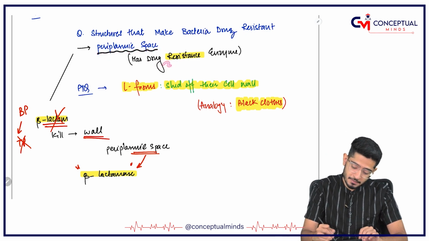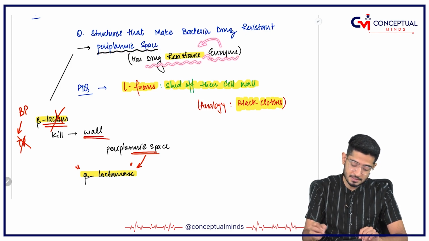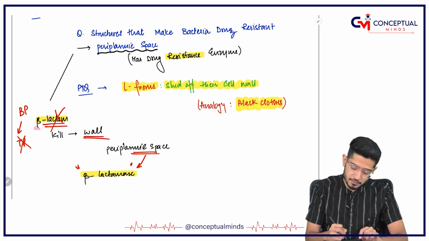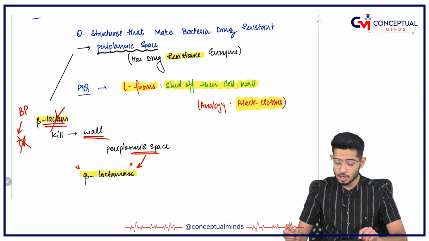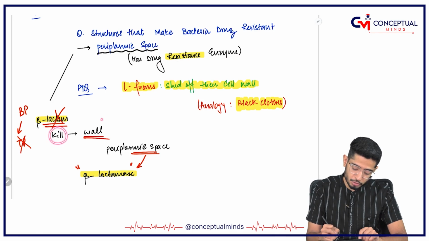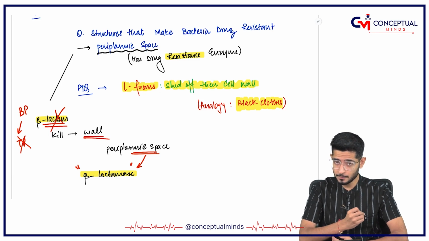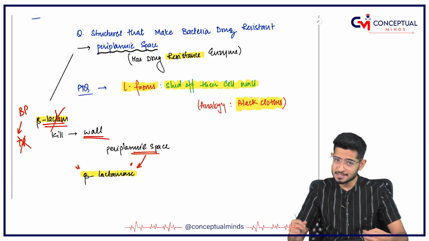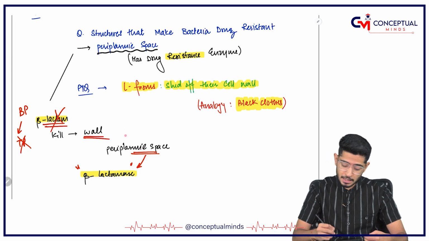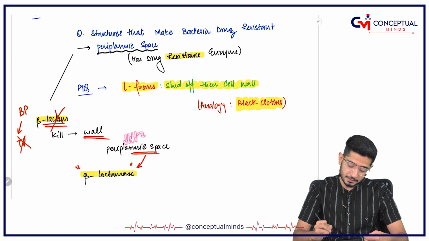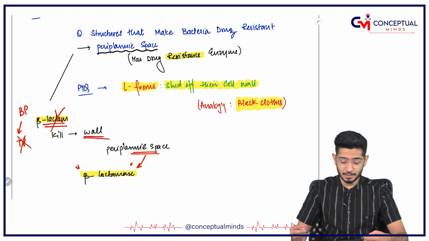Because it has got some enzymes that are going to make the bacteria drug resistant. For example, I told you a drug which is called beta-lactam, and the beta-lactams are known to kill the cell wall. But bacteria are smart and intelligent. What they will do? In the cell wall, they will have a periplasmic space. I have told you. In the periplasmic space, they will put beta-lactamase.